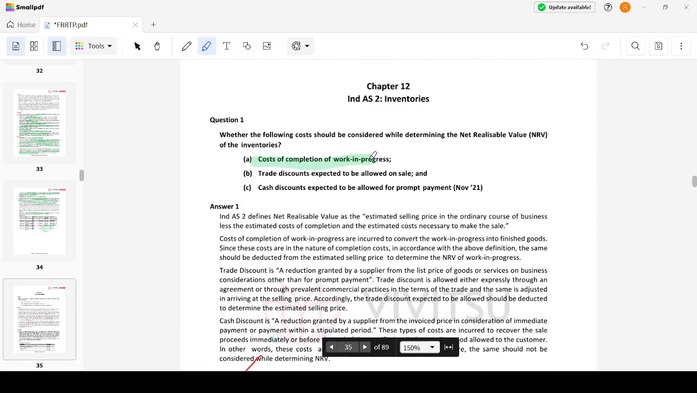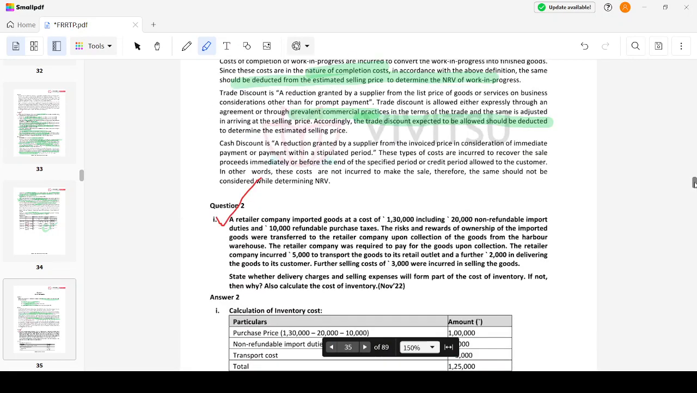Cost of completion of work in progress. Costs incurred, since they are in the nature of completion cost, will be included, and then the same should be deducted from the estimated selling price to arrive at the NRV. See, this is while determining the NRV. Then trade discounts, if allowed either expressly through an agreement or through prevalent commercial practices, are expected to be allowed and should be deducted from the estimated selling price. Cash discount is only for the payment condition, so it will not be allowed while calculating the NRV.